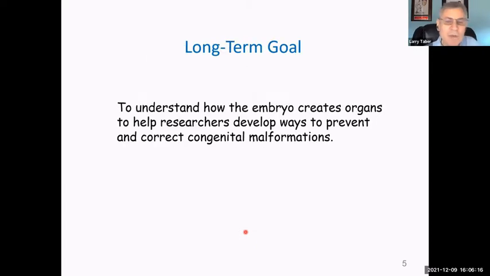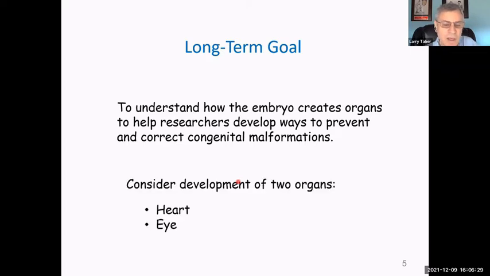So our long-term goal has been to understand how the embryo creates organs. We are mainly concerned with organogenesis, to help researchers develop ways to prevent and correct congenital malformations. Here I'm going to talk about the development of two organs, the heart and the eye. We also do a lot of work with brain development.